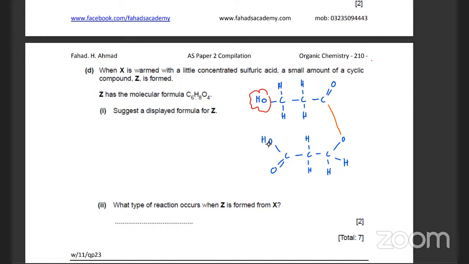The same thing happens over here. The carboxylic acid OH is lost, the H is lost. And they're going to end up forming an ester link as well at this point. So it would be a double bond O, and that's how the ester link would be formed.